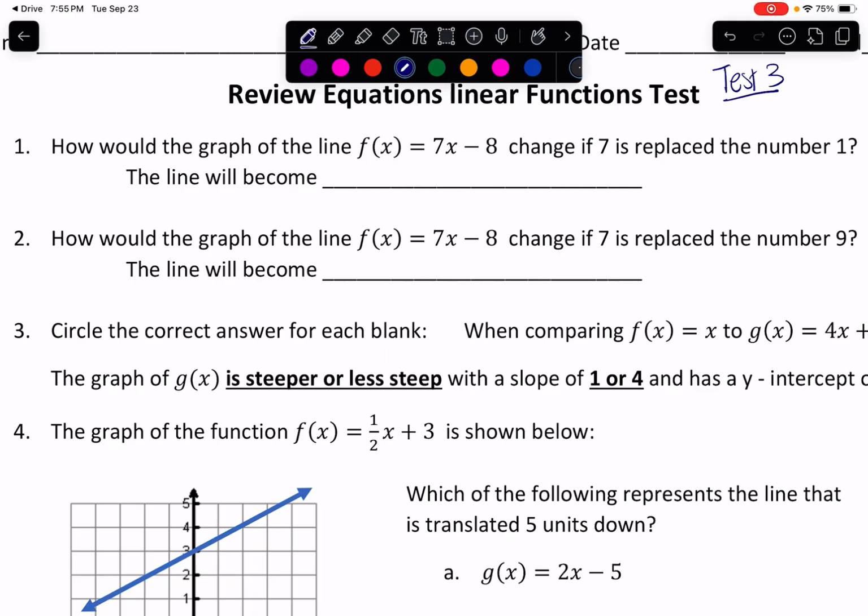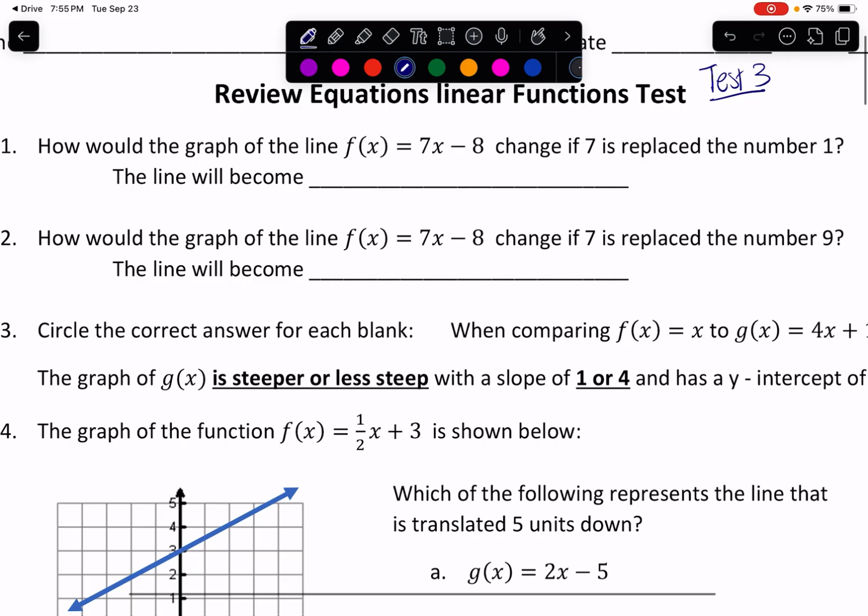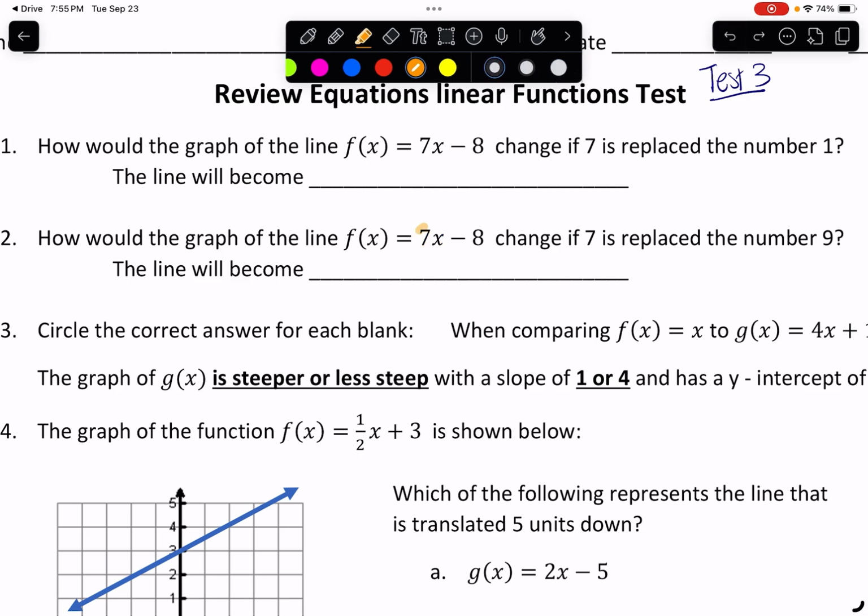It says, how will the graph of the line f of x equals 7x minus 8 change if 7 is replaced with the number 9? So let's go look where 7 is. Okay, so the 7 right here is in front of the x. So if the 7 is in front of the x, does that mean it's the slope or does that mean it's the y-intercept? That's right, it's the slope. So the slope is going to change from 7 to 9.